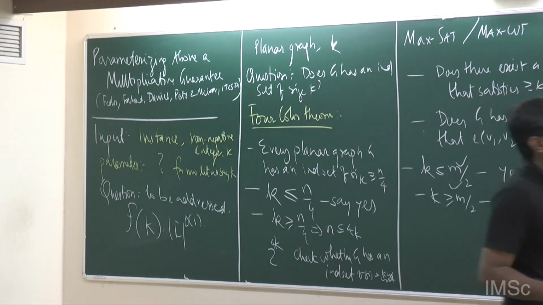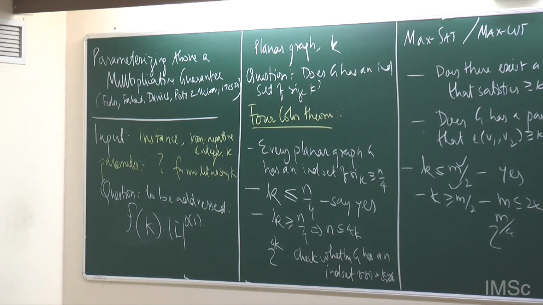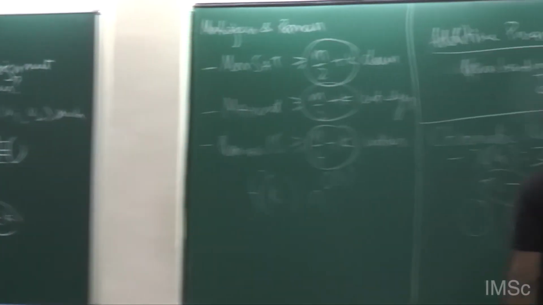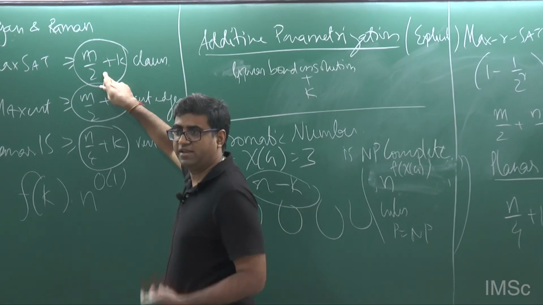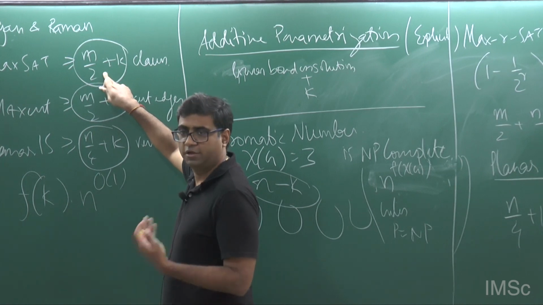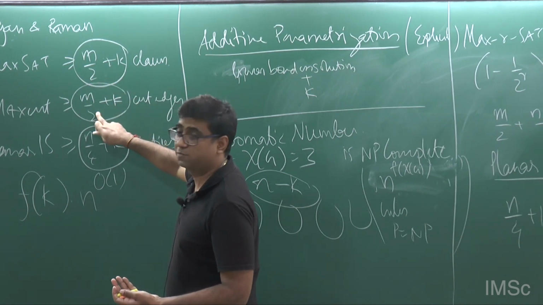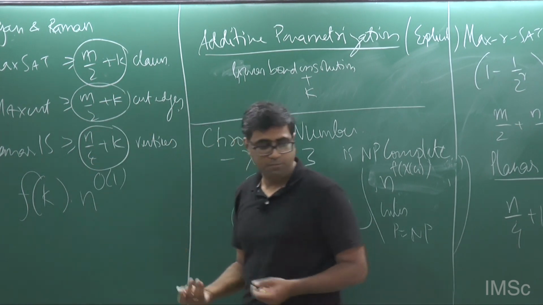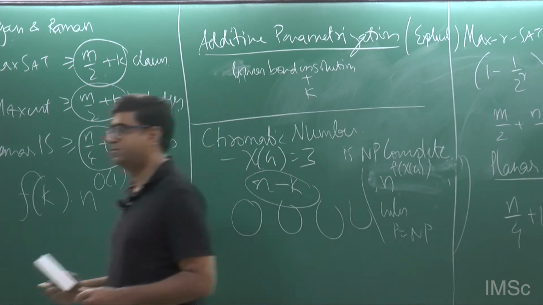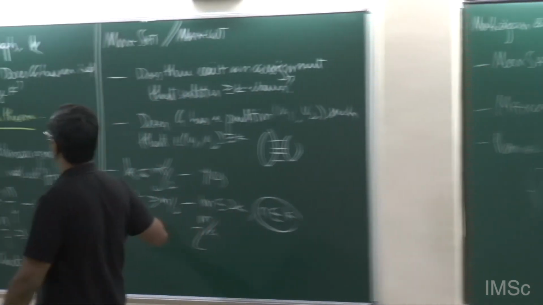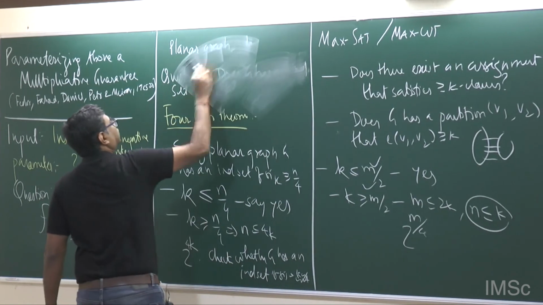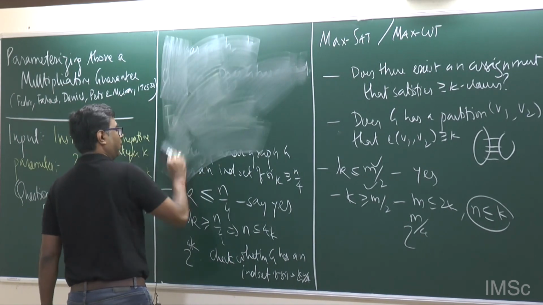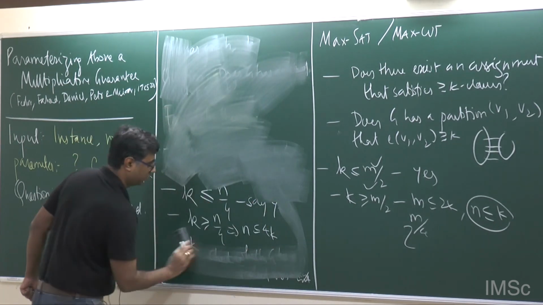So I call this kind of parameterization additive parameterization, and they are explicit, right? Look, this m by 2 is an explicit lower bound in terms of m. But for some problems, at times, it is not explicit, but there are some implicit lower bounds. So let me go back to vertex cover.